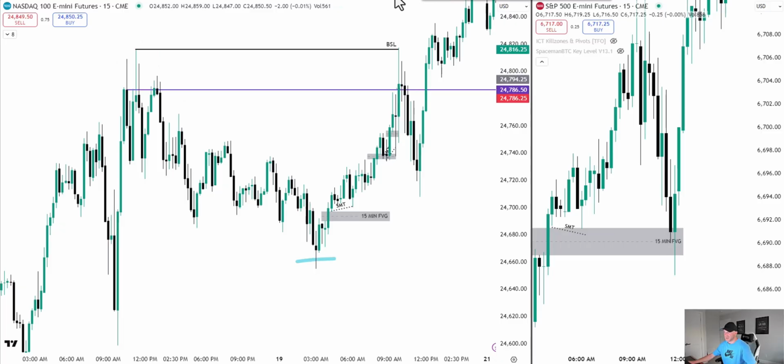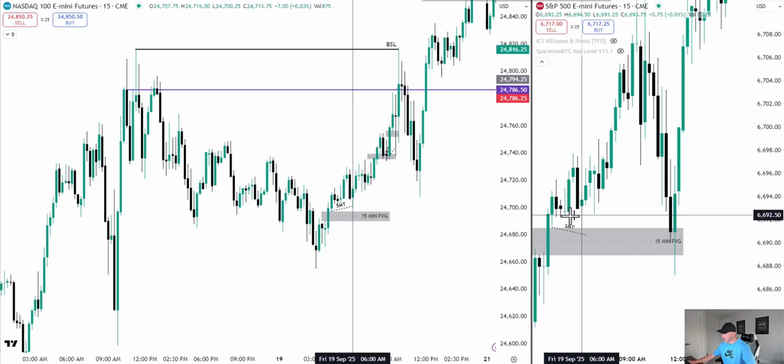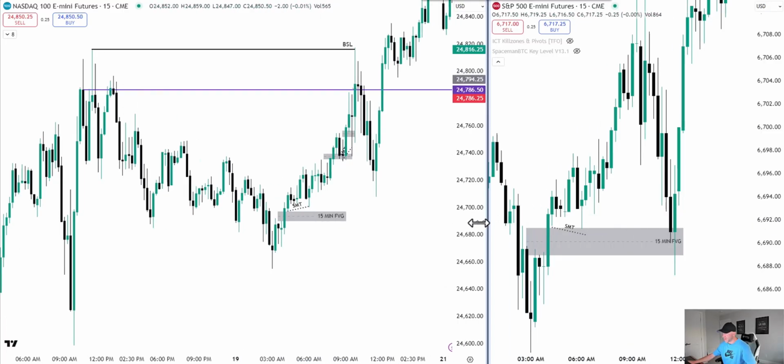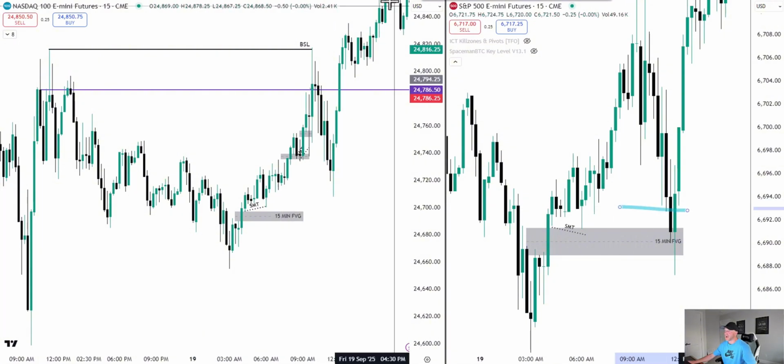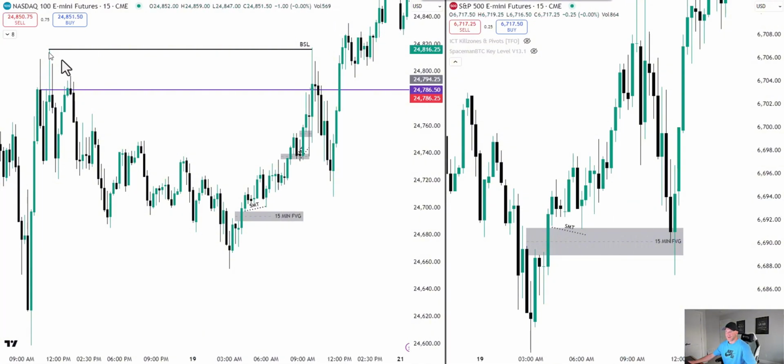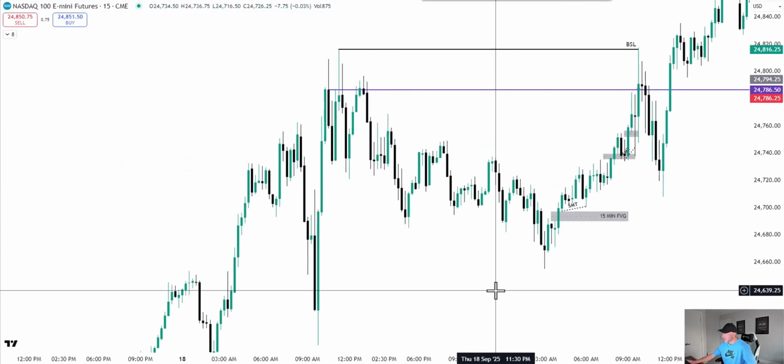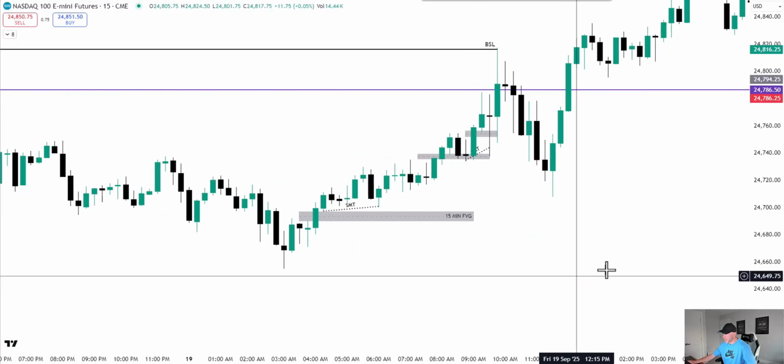Okay, so we've found a support. We have our SMT. We've displaced out of a 15-minute imbalance on ES, and we're continuing to travel higher in price, right? So I'll just hop back onto the NASDAQ. I just wanted to point that SMT out. And look at what we do here.